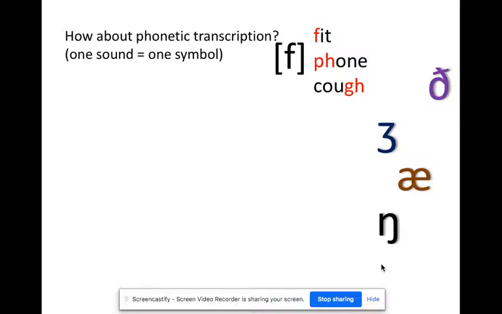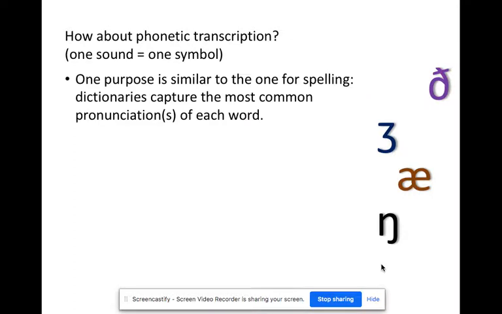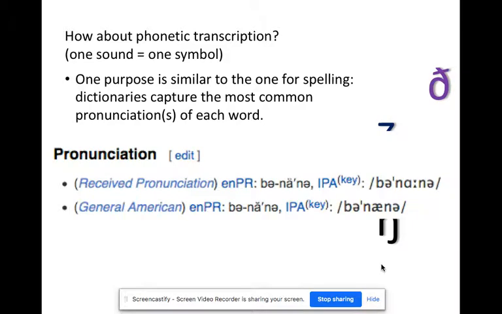And why do we transcribe like this? Okay, one part of this does overlap with what we just said for spelling and dictionaries. Dictionaries do capture the most common pronunciation of each word. Here's an example for the word banana, and this is telling us that a lot of British people say banana, while a lot of Americans say banana. And so this is useful information for somebody who's learning English and they want to find out how to pronounce something. But notice that a lot of detail is missing.